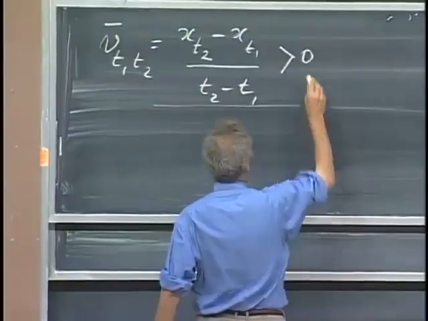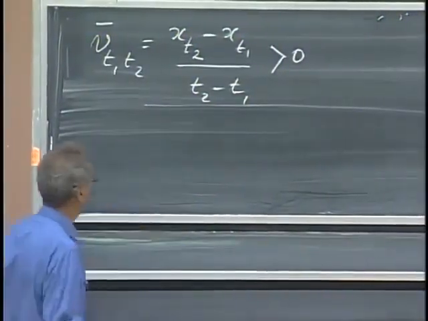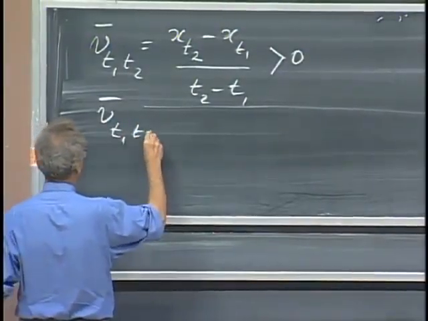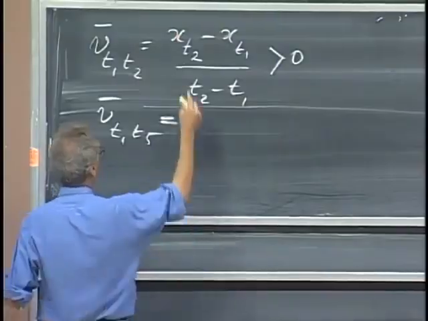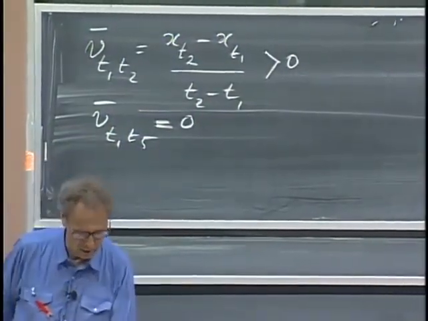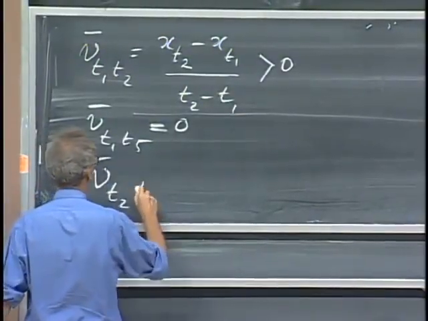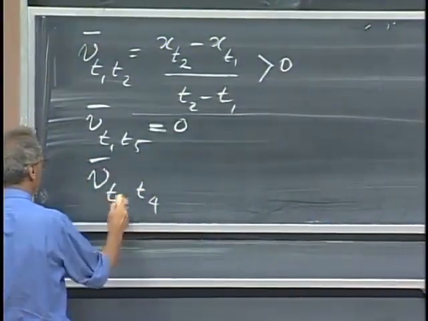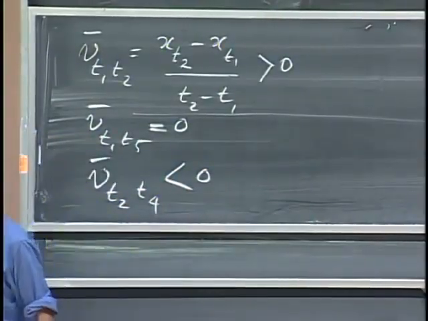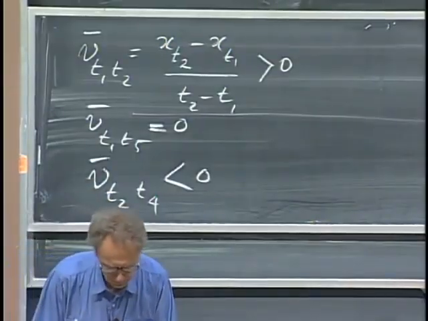However, if I take the average velocity between t1 and t5, that would be 0 because they are at the same position. So the upstairs is 0. If I had chosen t4 and t2, average velocity between time t2 and t4, you would have seen that that is negative because the upstairs is negative.